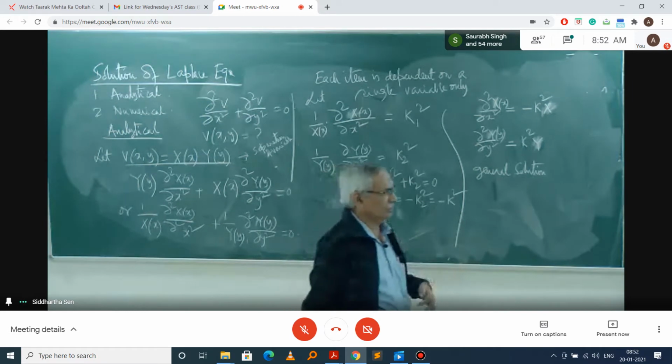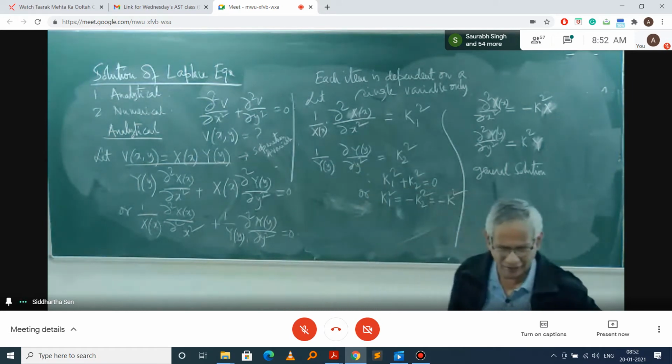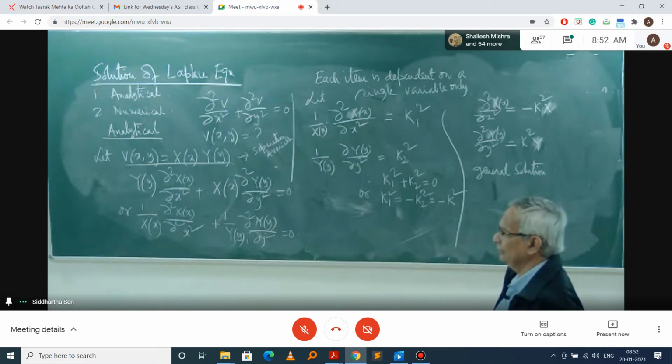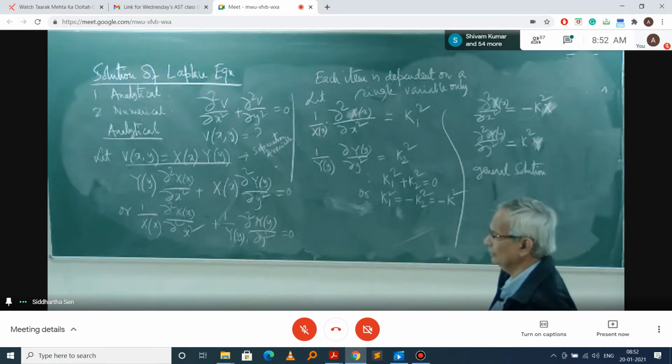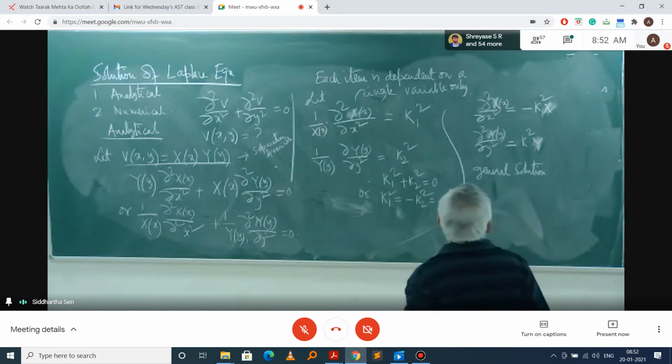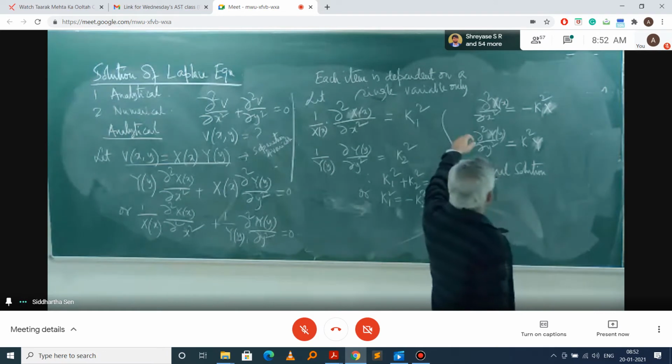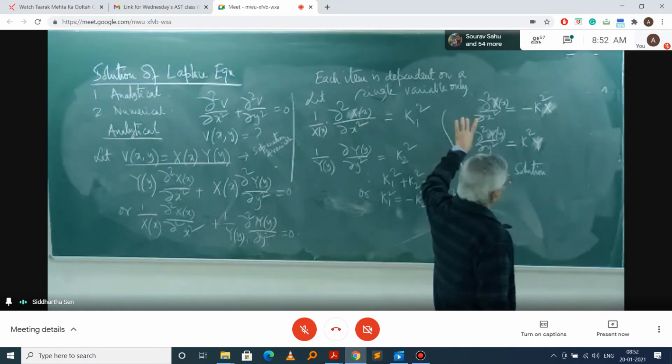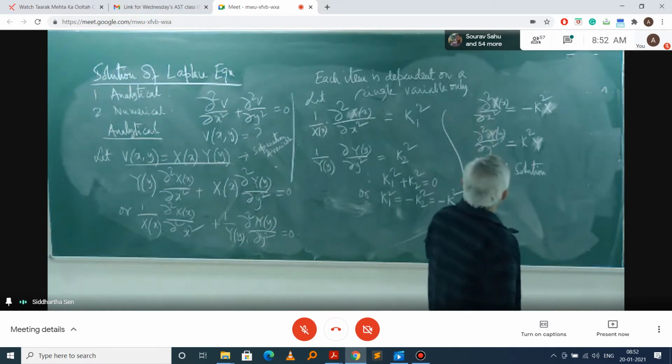Sir, instead if you just define it as K1 and K2, like 1 by X d2X by dx square equal to K1, then no issue will come, sir. Then K1 will be equal to minus K square. Okay. I will first write down these solutions, then we'll see it like this.